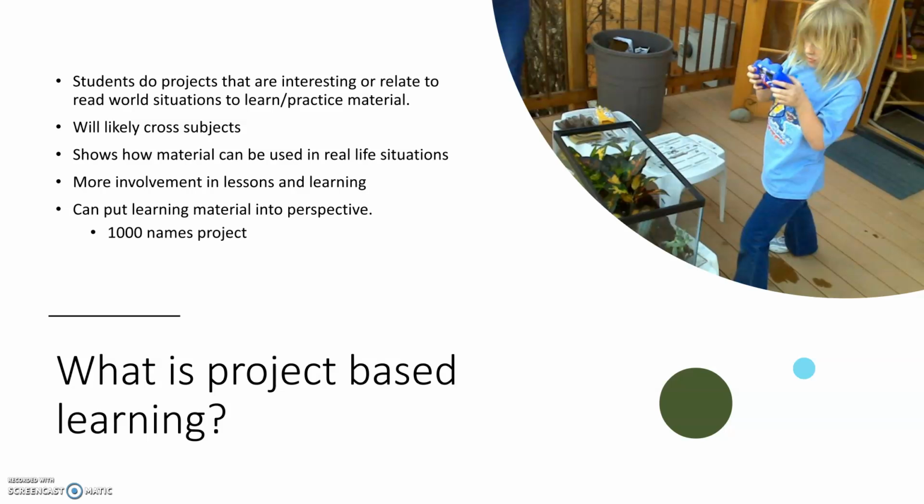With projects, it can show how materials can be used in real-life situations, and teach your students how to act as scientists or as specialists in that specific area. It creates more involvement in your lessons and in the learning process, and it can really put the learning material into perspective. Such as in the book, it gives an example of a teacher who did the 1,000 Names project and had their class begin by putting in the names, and then invited parents and they put in their names, and eventually expanded to having people all across the globe putting names in so that their students were able to actually see what 1,000 names looked like on this wiki.